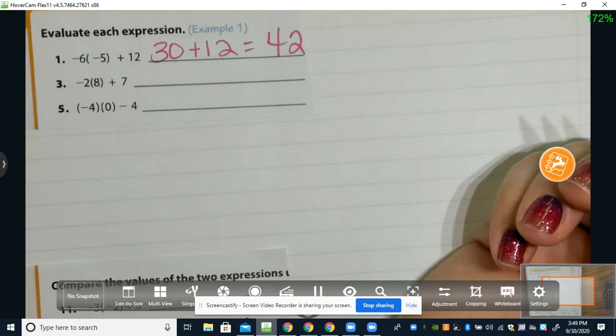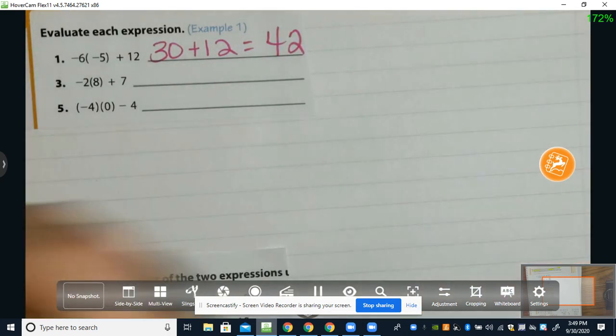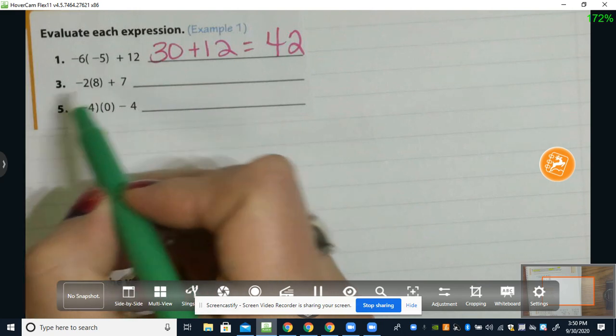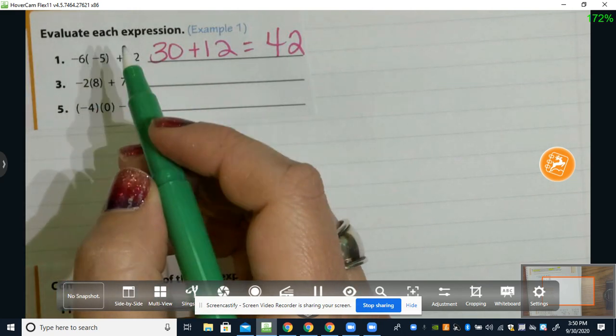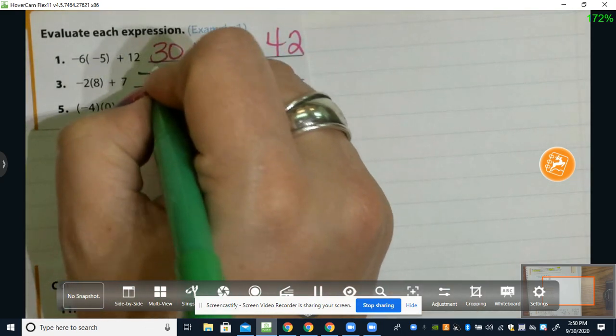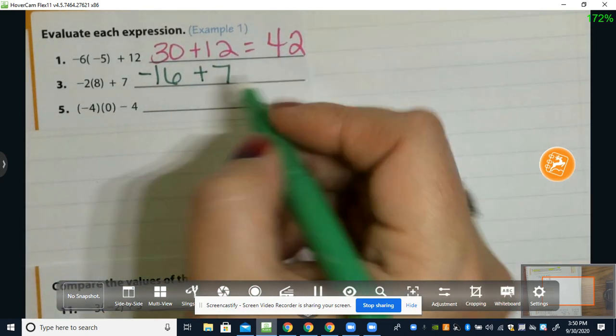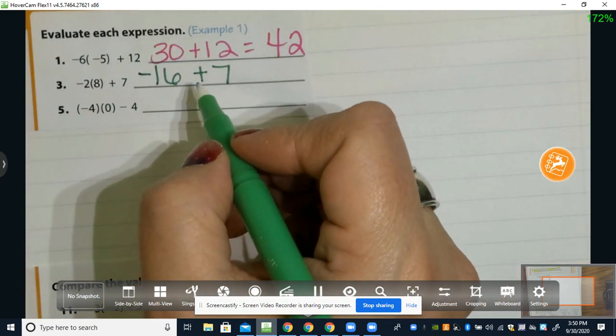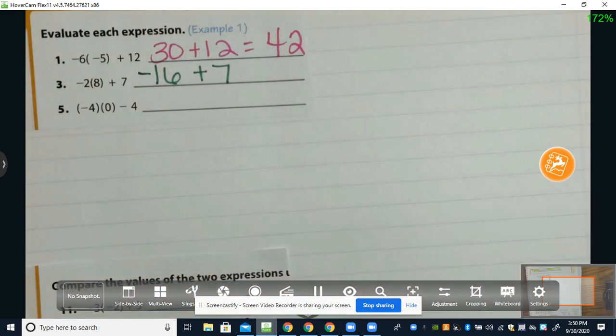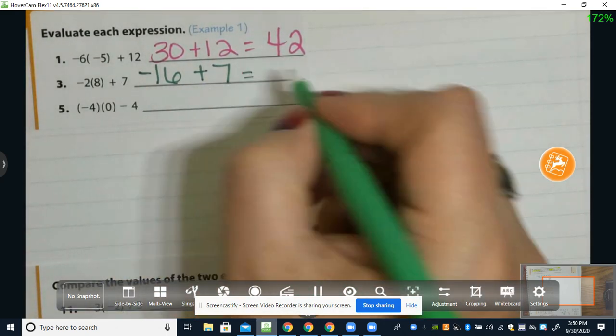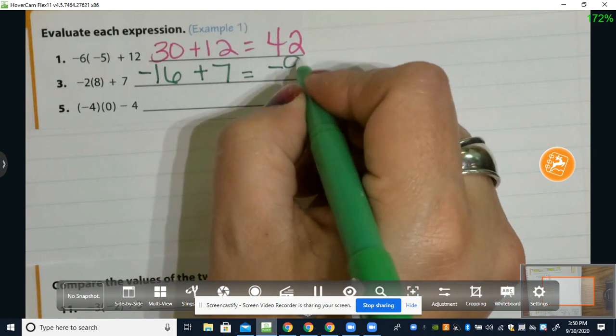All right, let's look at number 3. Negative 2 times a positive 8. Well, negative times a positive gives me a negative. So it would be negative 16 plus 7. So I have different signs, so I need to subtract. 16 minus 7 gives me 9. I have more negative than positive, so it would be a negative 9.